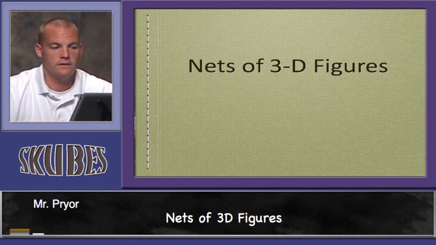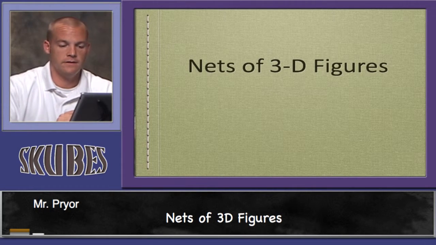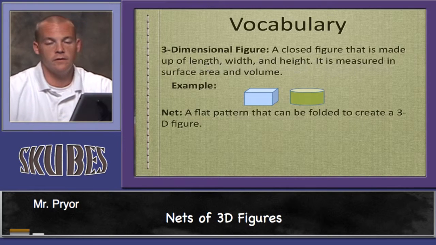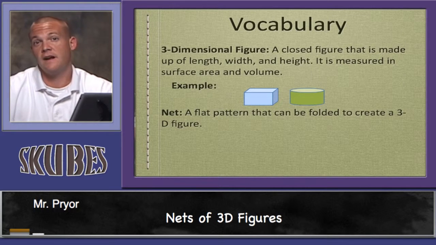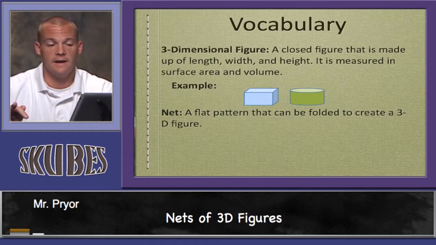I'm going to be talking to you about nets of 3D figures. Alright, so before we get started, let's take a look at just some terms we're going to be using. First of all, a three-dimensional figure. This is any closed figure that's made up of length, width, and height. So 3 dimensions: length, width, and height.